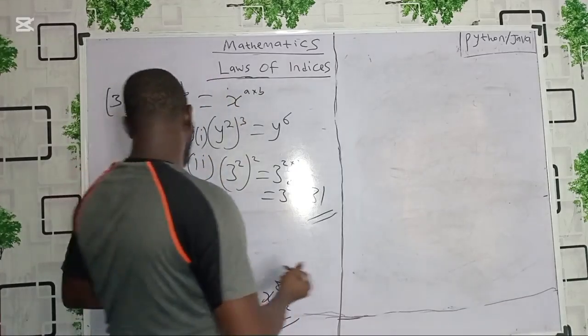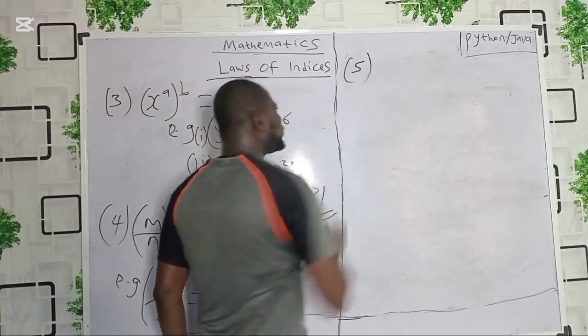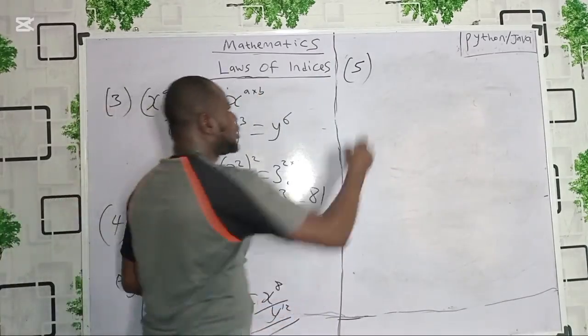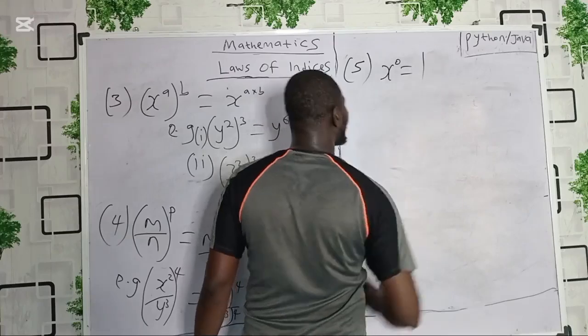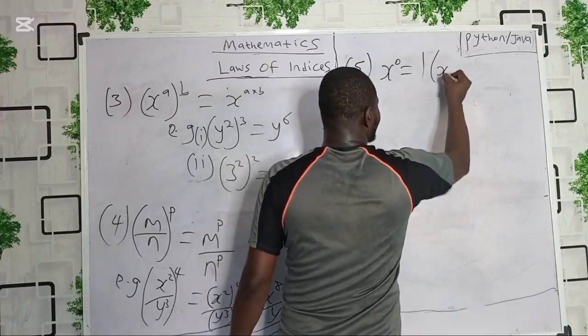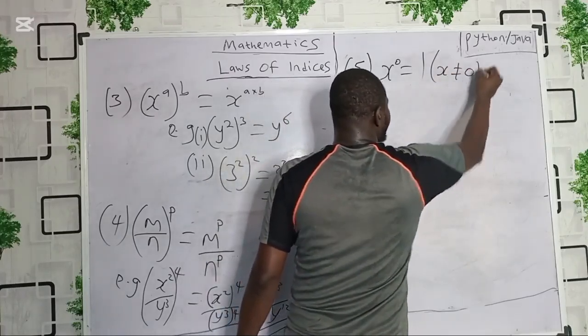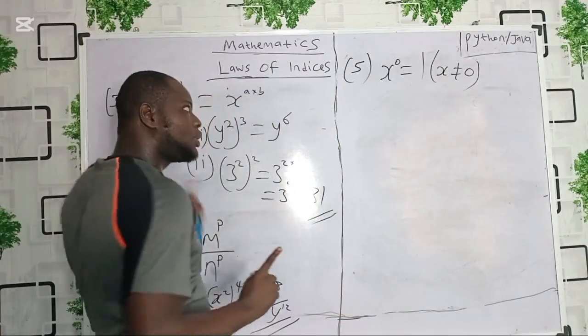Okay, let's go to law 5 now. Now, everybody, let's look at this law 5. We have been told that if we have x raised to power 0, the result will be 1. But x must not be equal to 0. Please don't be confused, everybody.